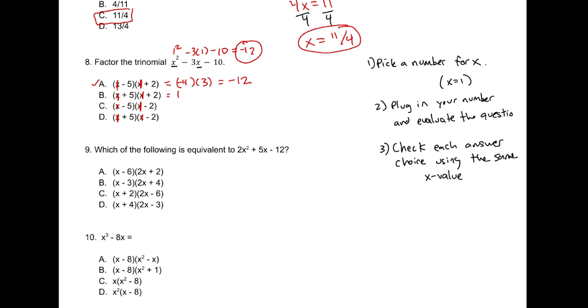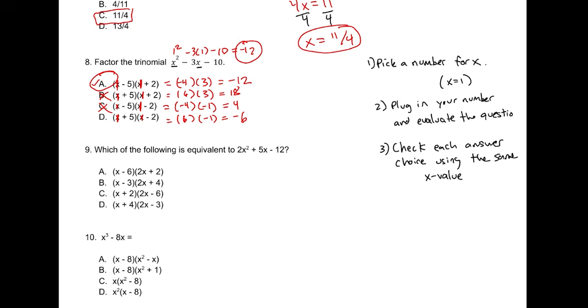For the next one, we'd have 1 plus 5 is 6. 1 plus 2 is 3. 6 times 3 is 18, so that's definitely not going to be right. 1 minus 5 is negative 4. 1 minus 2 is negative 1. So negative 4 times negative 1 is 4. It's not going to be C. And finally, 1 plus 5 is 6. 1 minus 2 is negative 1. And 6 times negative 1 is negative 6. The only possible answer here is A.